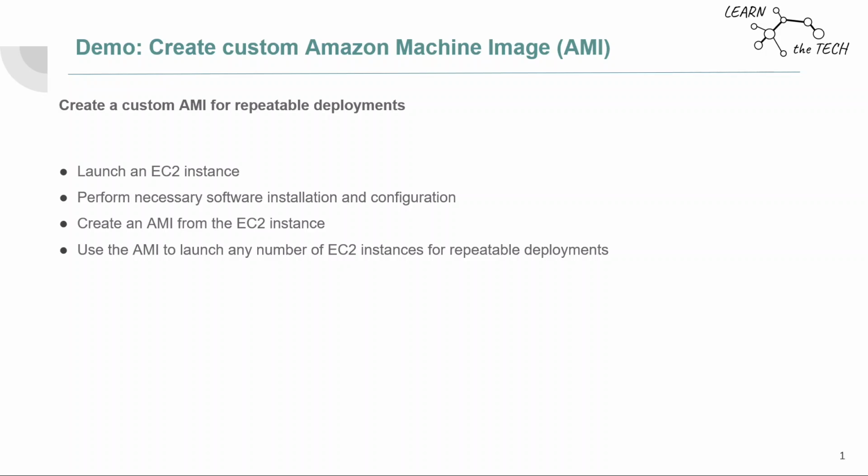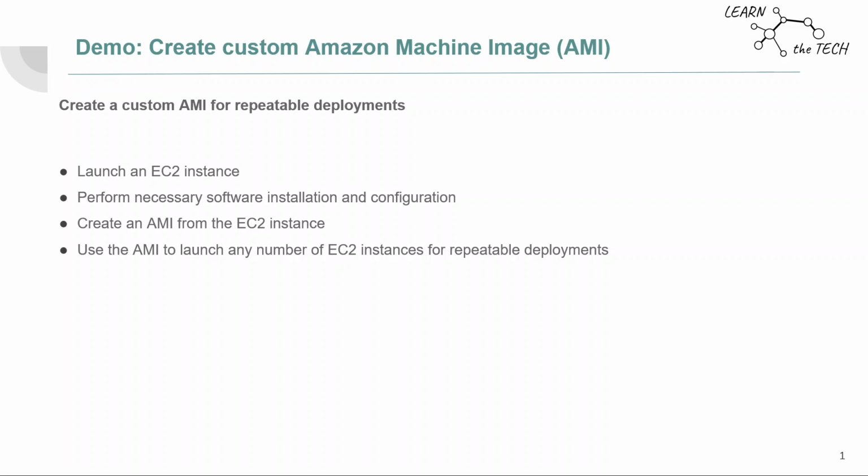Hello everyone. In this video, you are going to see how to create a custom Amazon machine image. So an Amazon machine image, or an AMI, is an image of an operating system with the necessary software pre-installed. So it saves you time in installing the requisite software, doing the configuration, etc., if you are going to repeat that process again and again and again.